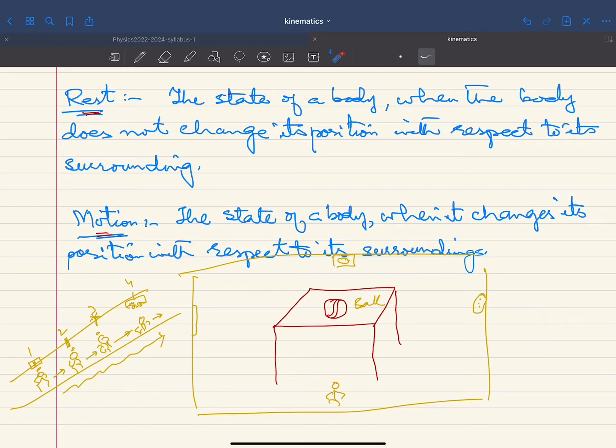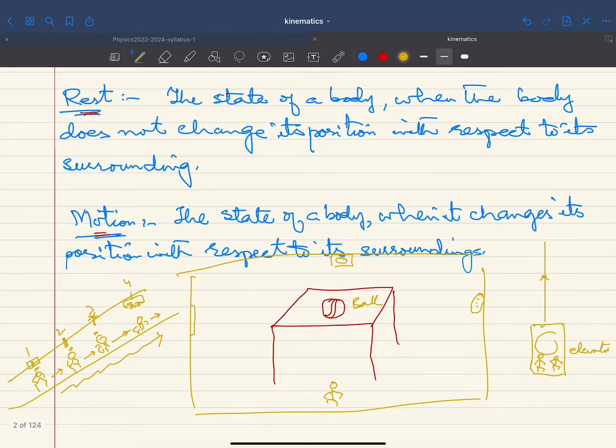Suppose you have another example: an elevator with two passengers. They are not changing their position with respect to each other, so if the surrounding is the elevator, then the situation is that both of these two persons are at rest with respect to each other. But as you know, the elevator is moving, suppose in the upward direction, so both of these people are moving.